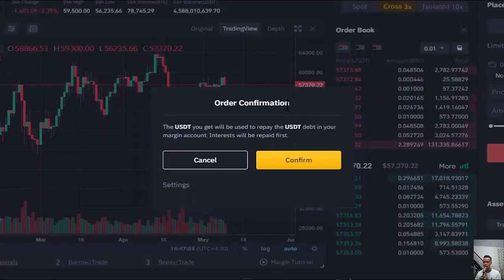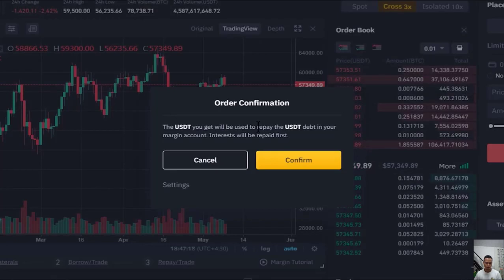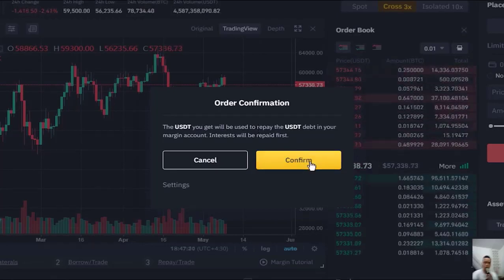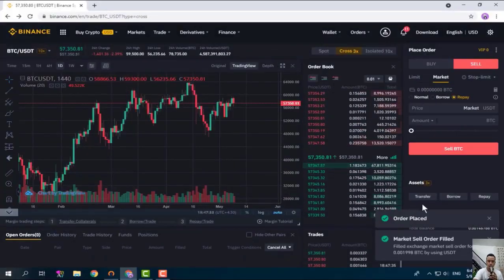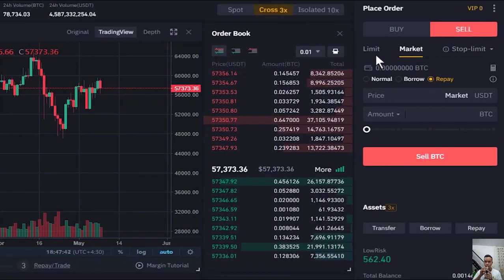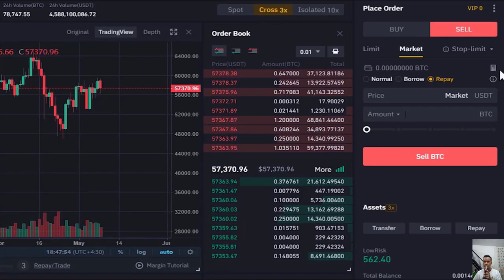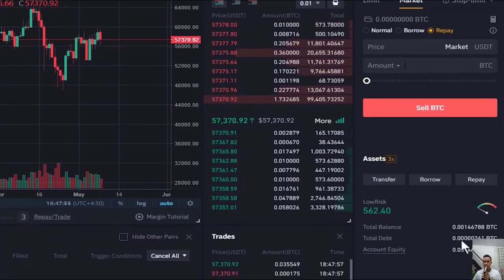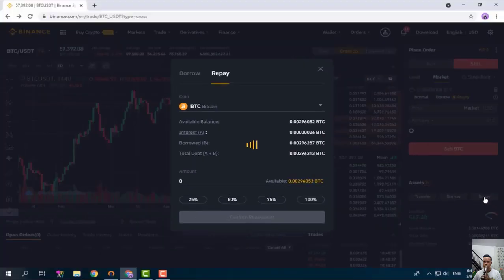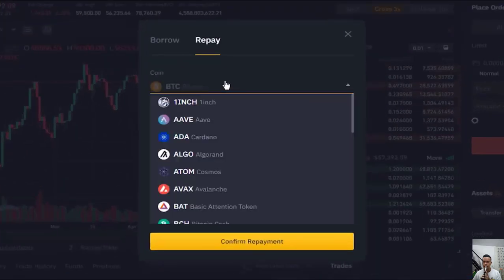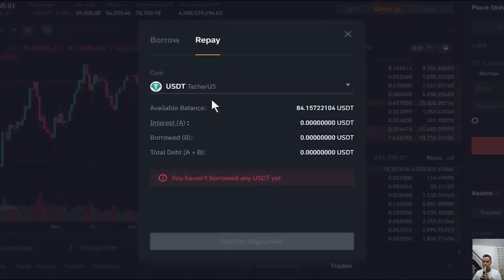It wants us to confirm that the USDT we get will be used to repay the USDT debt in our margin account, and the interest will be paid first. We confirm and the order is created successfully. We sold our Bitcoin and at the same time our debt was also repaid. To make sure, if we click on repay and select USDT, you see that our debt is repaid.